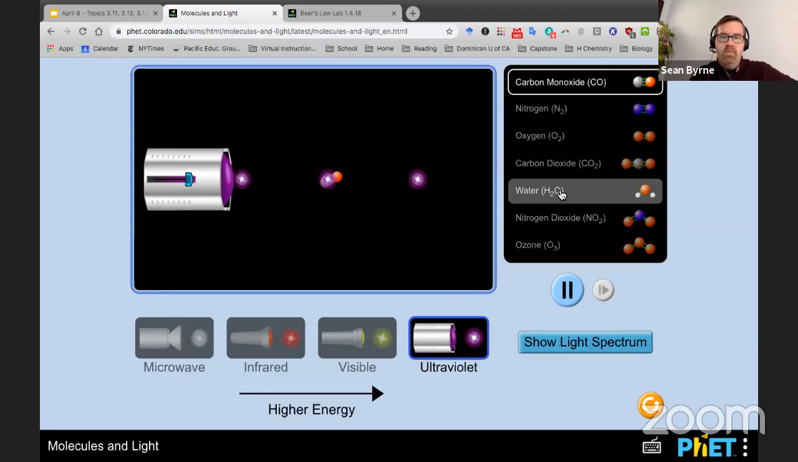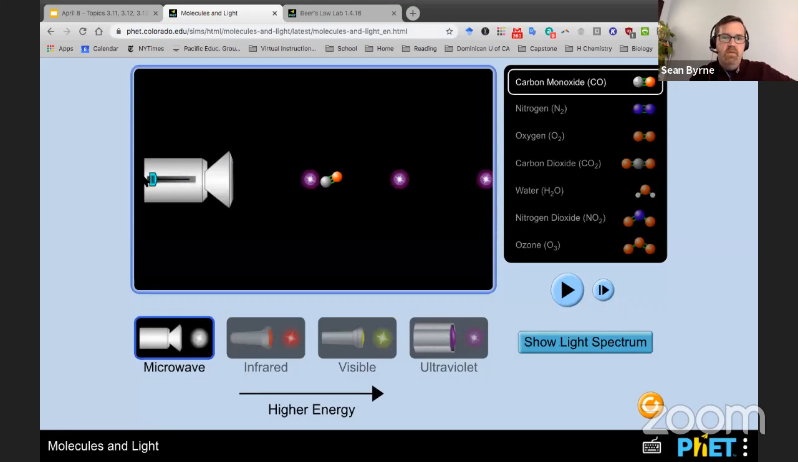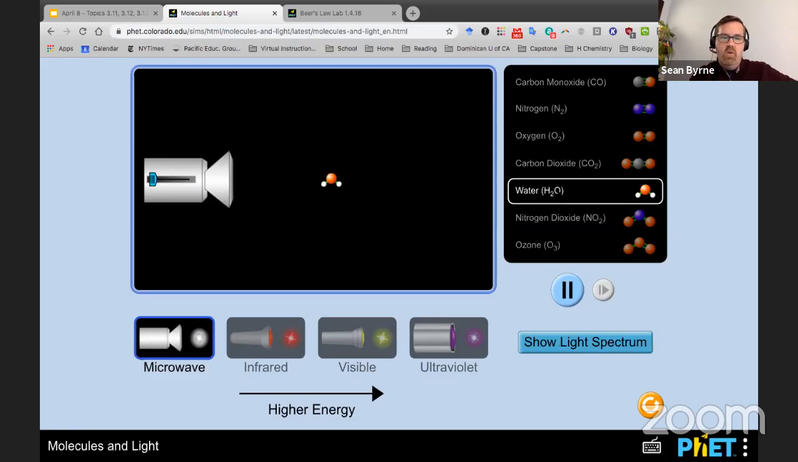Okay, but I jump down to water. Let's turn this off just for a minute. We're going to go back to microwaves. We're going to change our water molecule and bombard it with microwaves and see what happens. Oh, look, that looks very similar to what happened to carbon dioxide or carbon monoxide, right? So we see this rotational motion happening here.